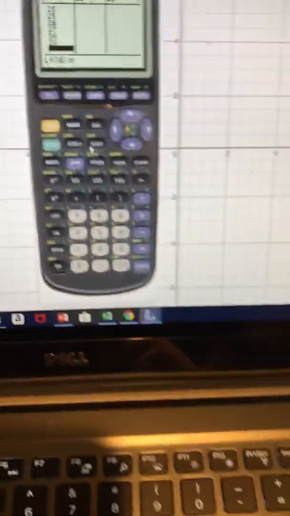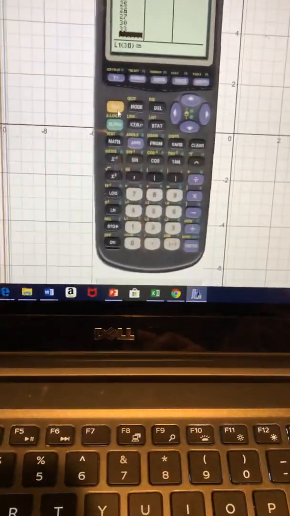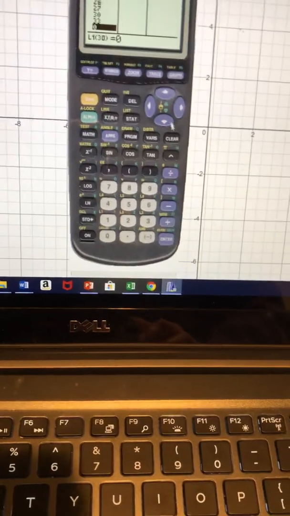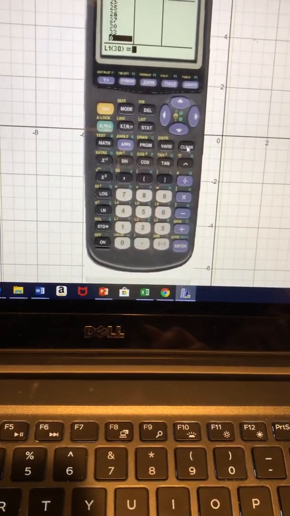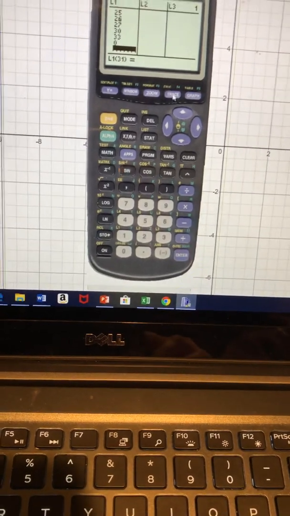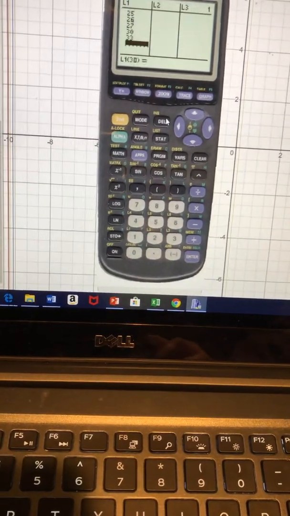Now, so that was easier, and I didn't try to, whoops, I didn't want to hit that button. Clear that out of there. No, I want to delete you. Okay.